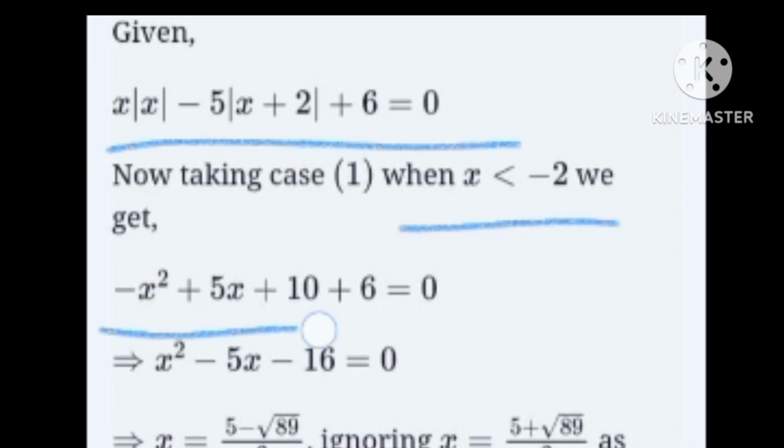That means minus x square plus 5x plus 10 plus 6 is equal to 0, so x square minus 5x minus 16 is equal to 0. Now x is equal to minus b plus or minus root over b square minus 4ac by 2a. Here x is equal to 5 plus or minus root 89 by 2. So one value is x is equal to 5 minus root 89 by 2, and 5 plus root 89 by 2 is the two factors. So this is satisfied, this is not satisfied.